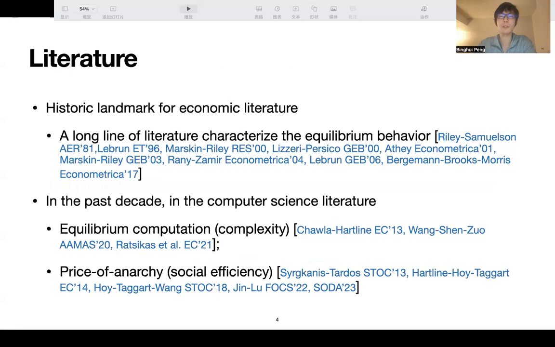There's a long line of literature on first price auction, partially because the first price auction is like a historical landmark for economic literature, and people try to characterize the equilibrium behavior for first price auction. In the past decades, the problem also attracted people in the computer science literature, and people study the equilibrium computation and also the price of anarchy of first price auction.